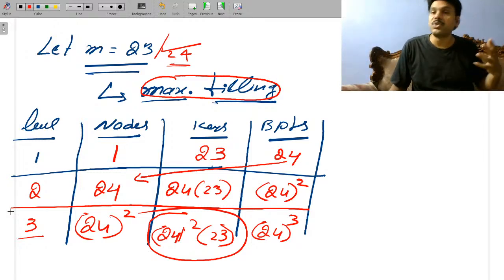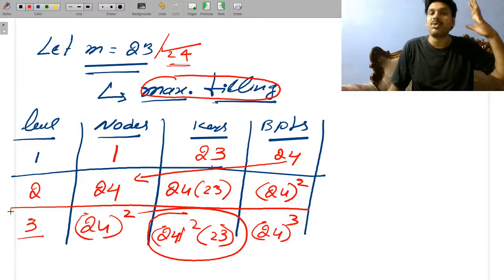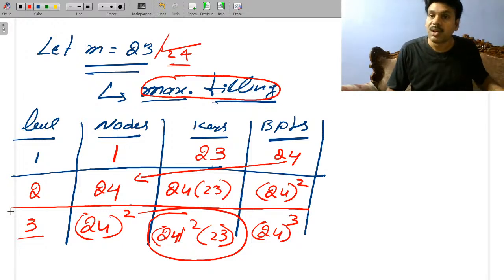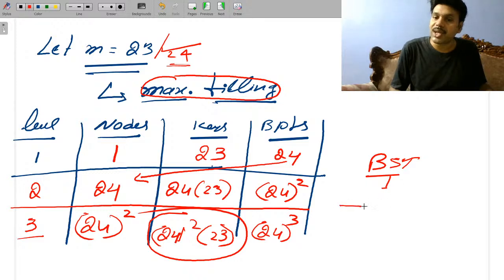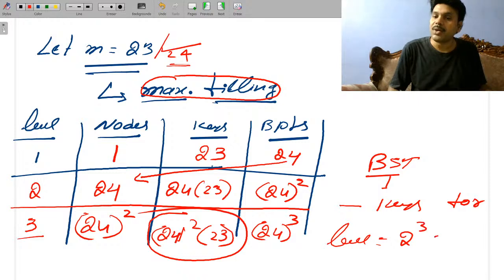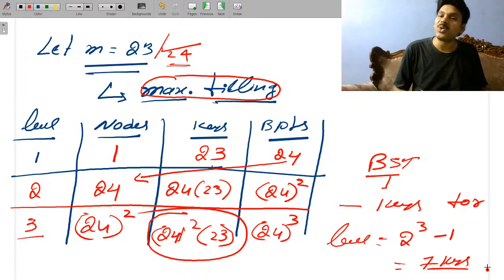24 square into 23, you can imagine the huge number of records you can store exactly at level 3. That is the power of your B tree. If level 3, how many keys in a binary search tree? Please observe. Binary search tree keys for level 3 is nothing but 2 power 3 minus 1. I can have 7 keys at max. You cannot have more than that.